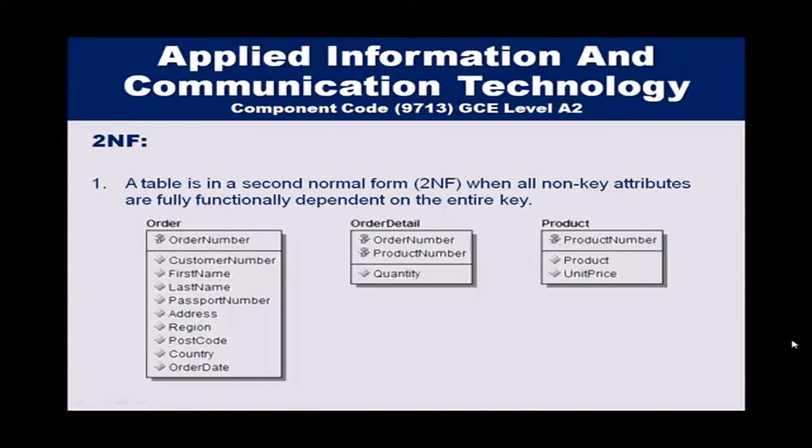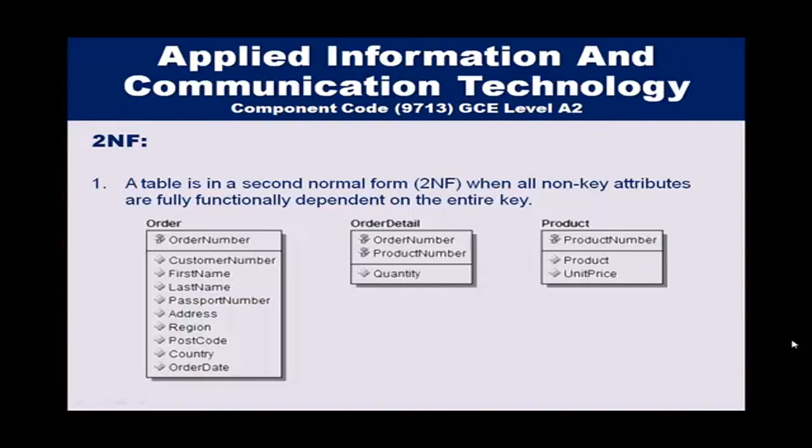Now coming on to second NF. A table is in second normal form, 2NF, when all non-key attributes, which are not the primary key or not the foreign key, are fully functionally dependent on the entire key. Entire key means, let's suppose one table key, primary key is called and they are all linking together and you have called separately with the SQL query. So this makes the table retrieve data from all tables connected to each other.